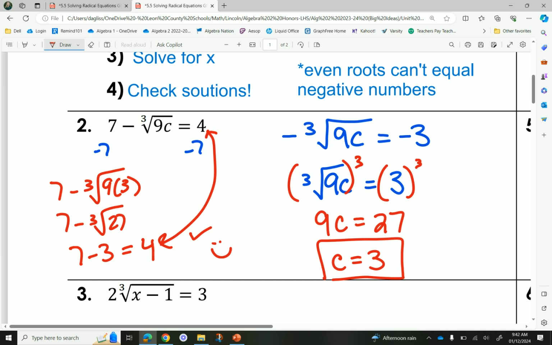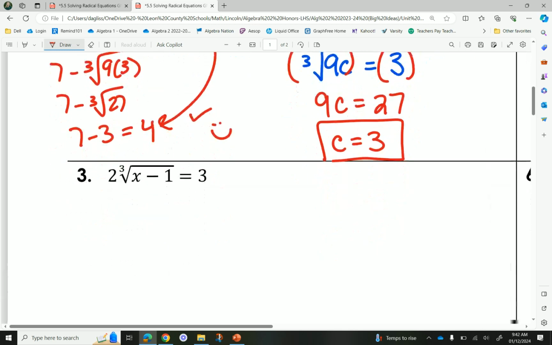All right, ready for 3? Yes? Okay. Like all good things in math, sometimes there's more than one way to do a problem. So I'm going to show you 2 different ways to do this problem.